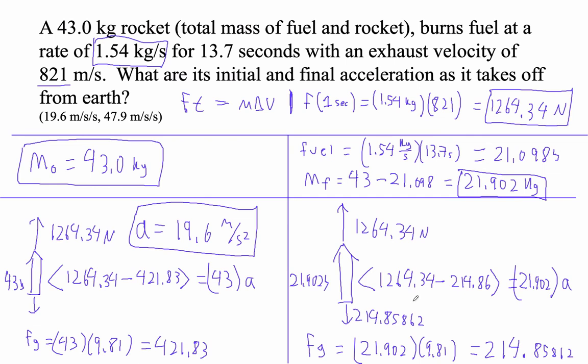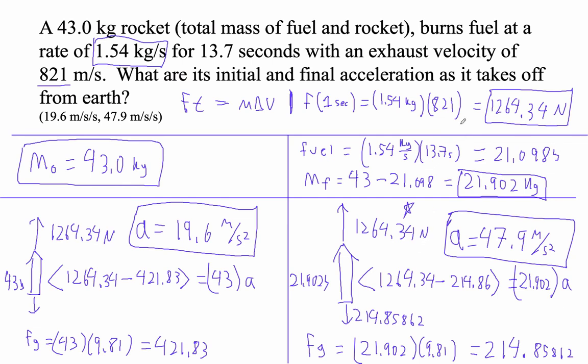Oh my gosh, I got that. I'm going to cry. I got the right answer. Okay, a is equal to, the problem with these is you don't know if you got the right answer until the very end, right? I guess that's always true, right? 47.9 meters per second squared. Yay.